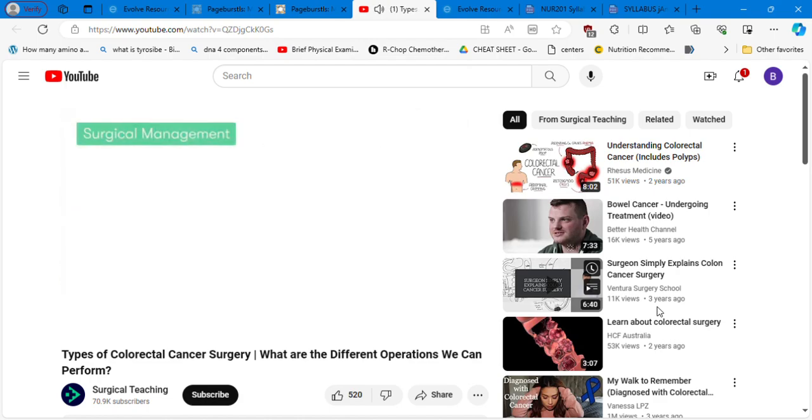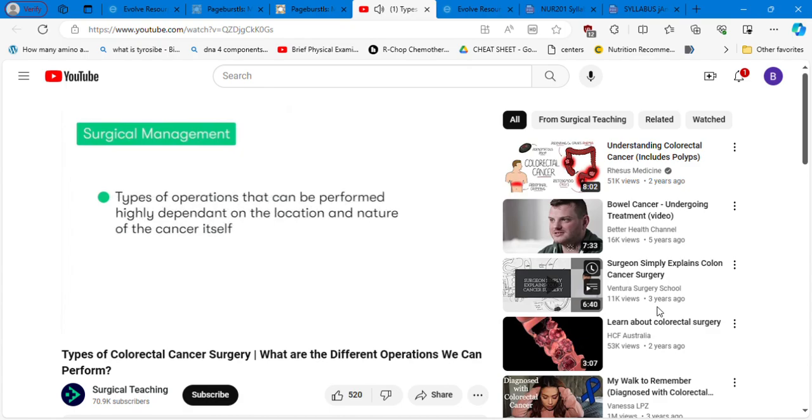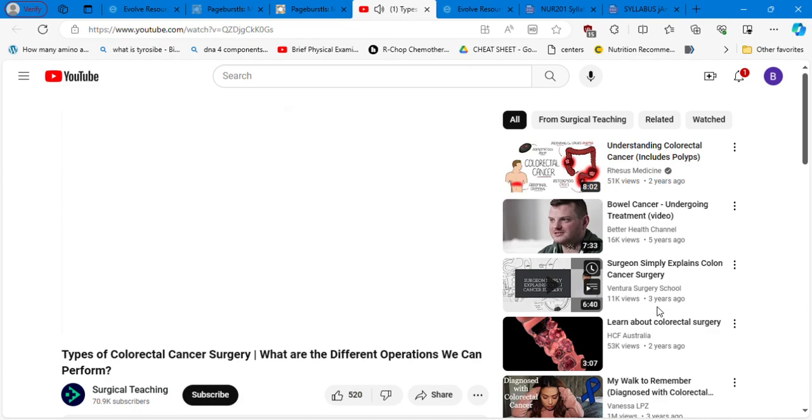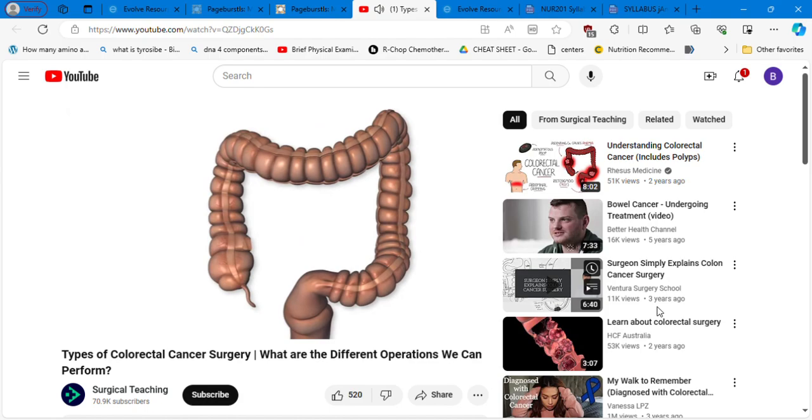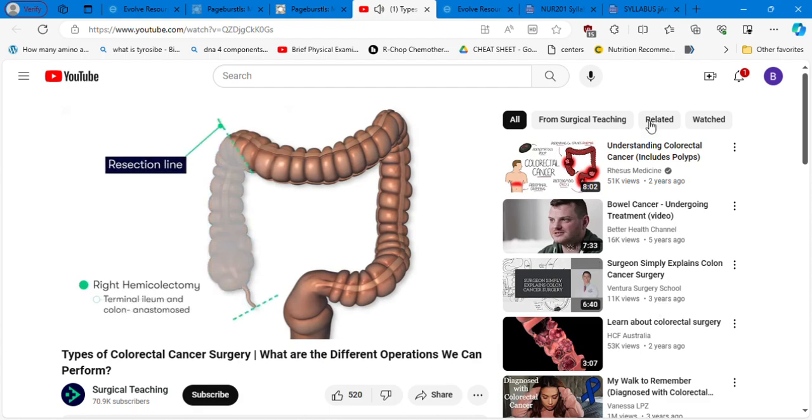Surgical management of colorectal cancer is highly dependent on the location and nature of the cancer itself. And whilst you don't need to know the specific ins and outs of each of the surgeries, just having a good idea of the types of operations we perform and the locations which are relevant to them is really important. So moving quickly through these, in those patients who have a cancer in the cecum, ascending colon, or proximal transverse colon, we'd perform a right hemicolectomy.